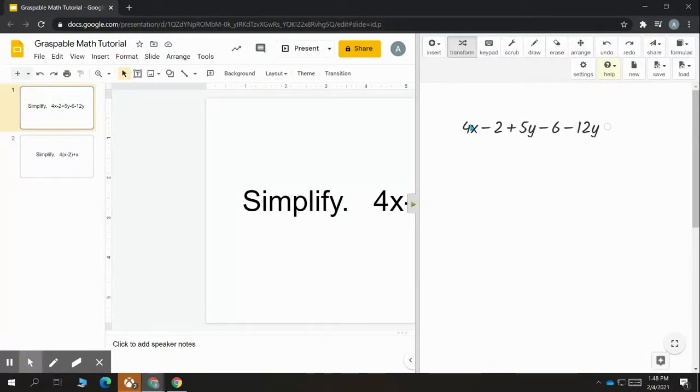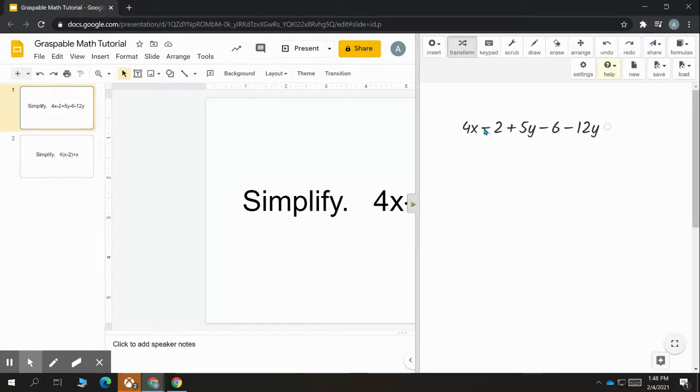and things like that. So the first thing I'm going to do to combine my like terms is look through it and see what I have that's similar. So I have a 4x, but there's no other x's in there. I have a minus 2 term, and then I also over here have a minus 6 term. So both of those don't have a variable attached to them.